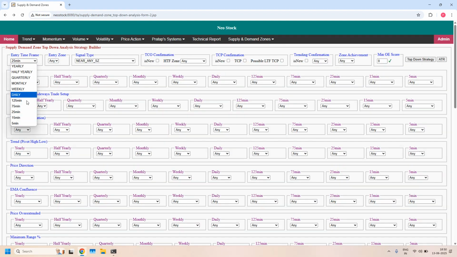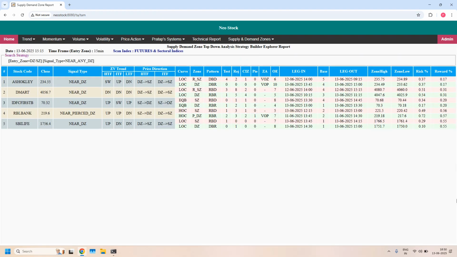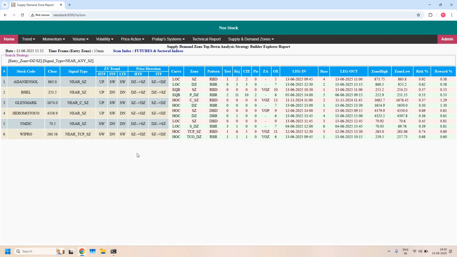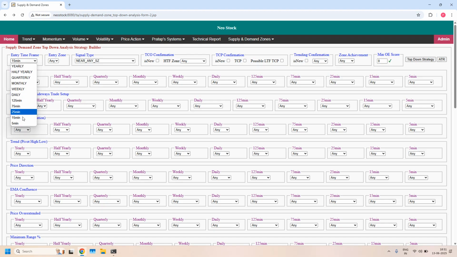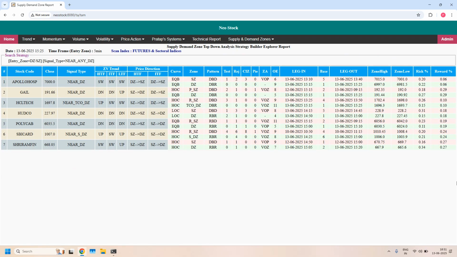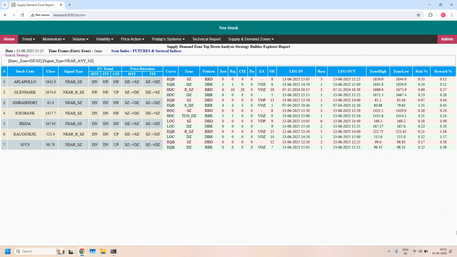Okay, next time frame is 15 minutes. Stocks near to the 15 minutes demand zone, we got 5 stocks. Next, stocks near to the 15 minutes supply zone, we got 6 stocks. Next time frame is 5 minutes. Stocks near to the 5 minutes demand zone, we got 7 stocks. Next, stocks near to the 5 minutes supply zone, we got 7 stocks.